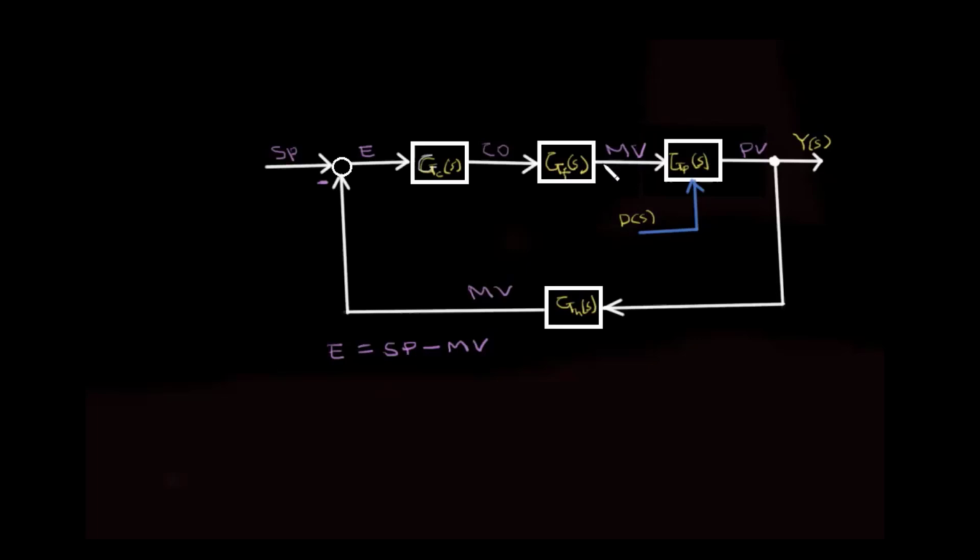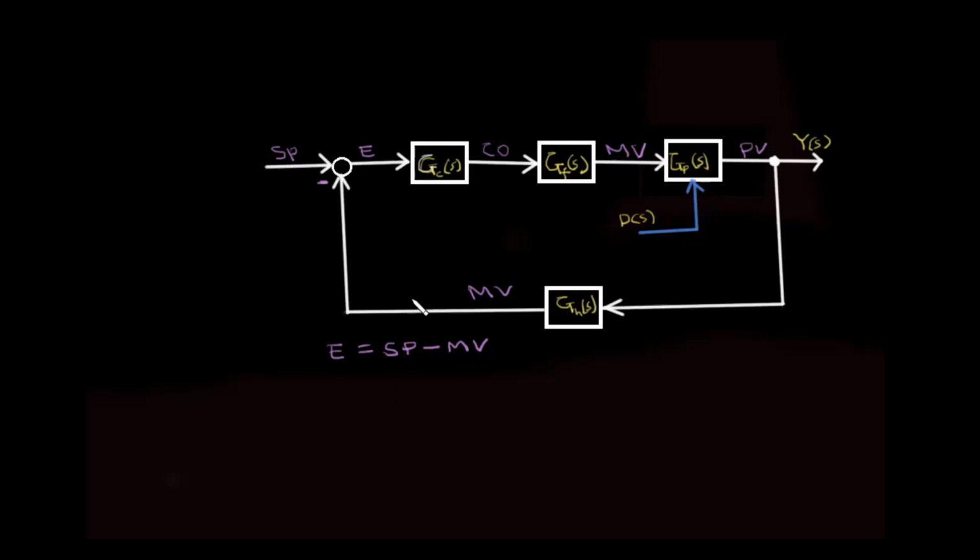So the plant is the system or process which is being controlled. Here the sensor measures the actual process variable and sends it back to the controller. These are the main elements of any closed loop control system.